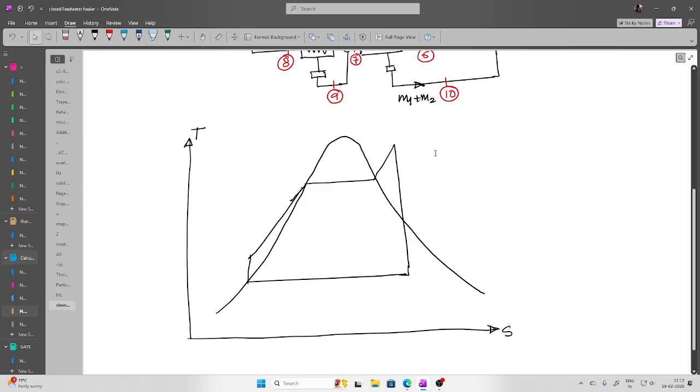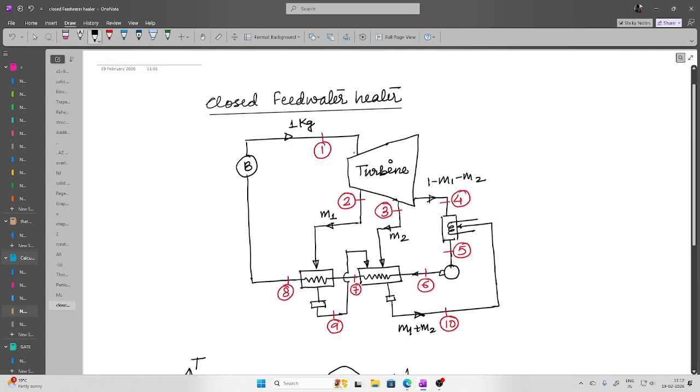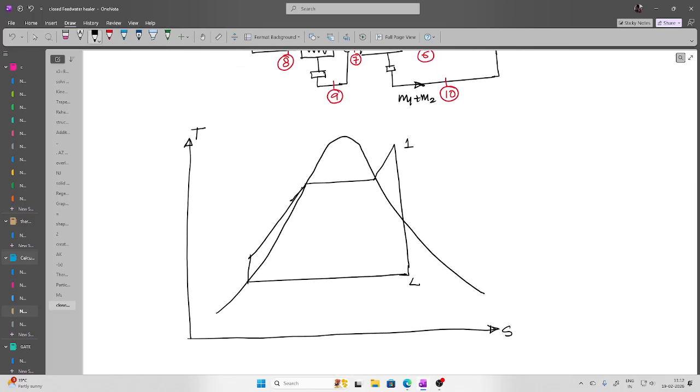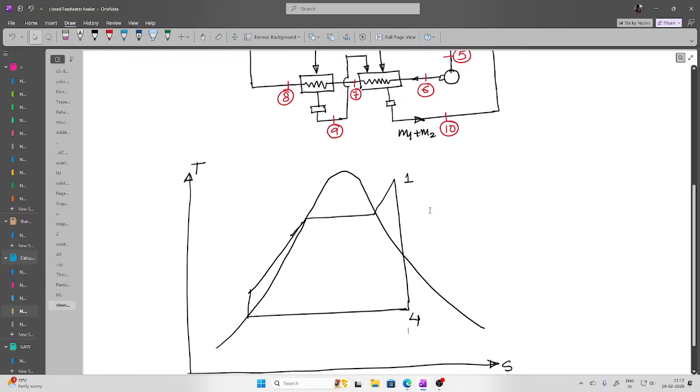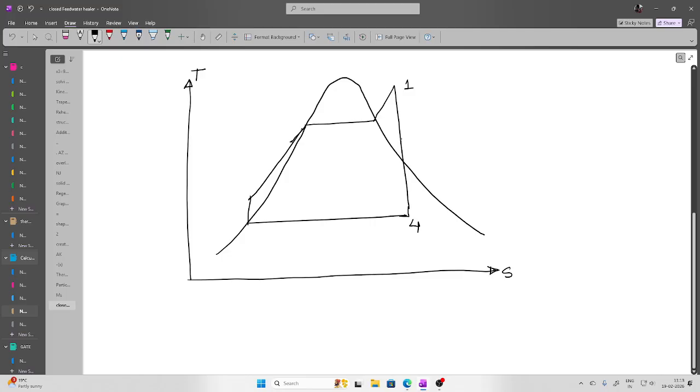Now the first one is point number 1. The total expansion is from 1 to 4, so let's say this is 4. I am showing only the ideal expansion. Between 1 and 4 there are two extraction points, 2 and 3. Let's say the first point is here, 2, and the second point is here, 3. Though they will depend on the problem, let's say they are here, it doesn't matter.